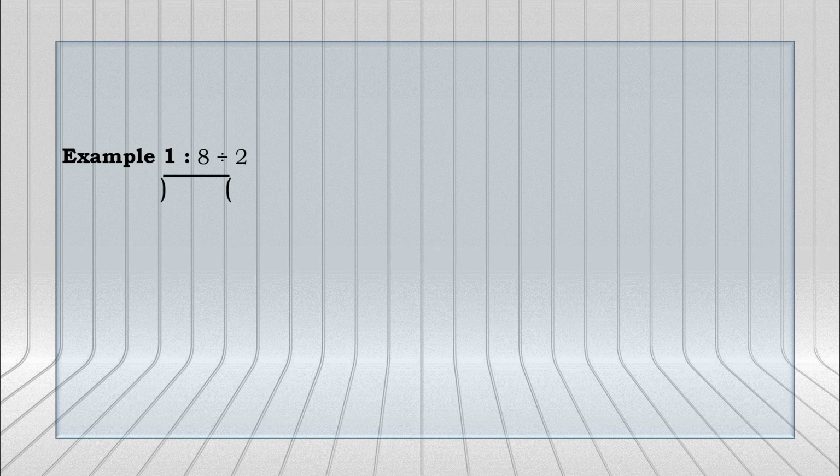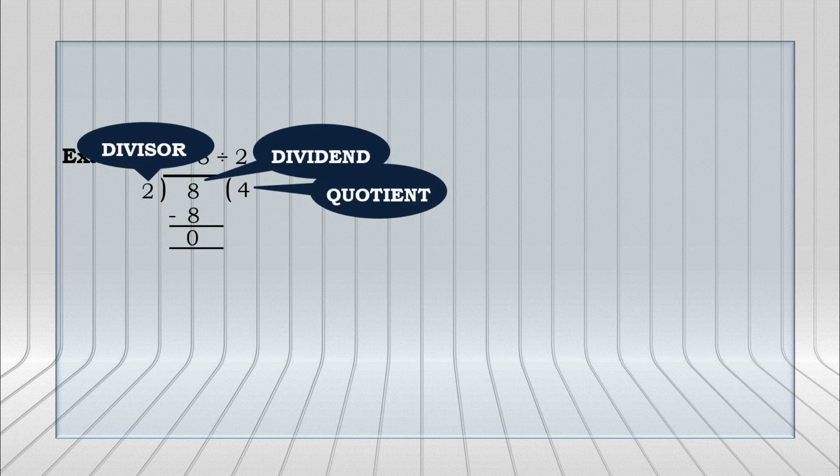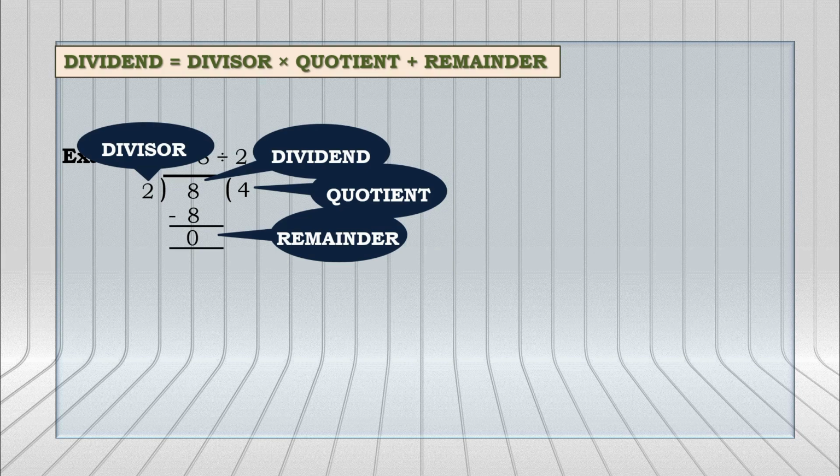Now let us take an example. 8 divided by 2. Here 8 is the dividend, 2 is the divisor, 4 is the quotient and 0 is the remainder. We already know that dividend equals divisor into quotient plus remainder. So 8 can be expressed as 8 equals 2 into 4 plus 0.